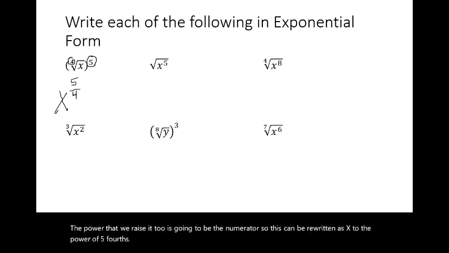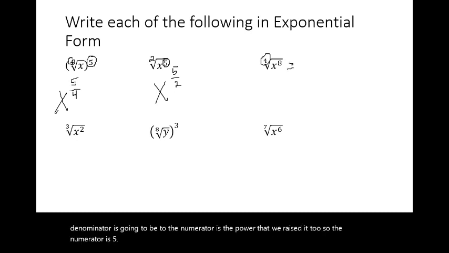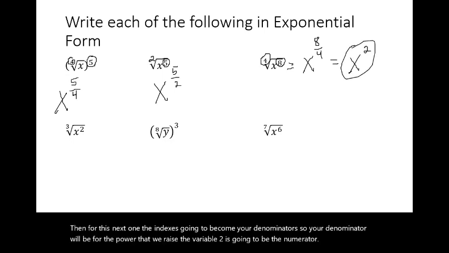So then for the next one, remember, if you do not see an index, your index is 2. So the denominator is going to be 2. The numerator is the power that we raised it to, so the numerator is 5. Then for this next one, the index is going to become your denominator, so your denominator will be 4. The power that we raise the variable to is going to be the numerator. Now 8/4 can simplify as x squared.